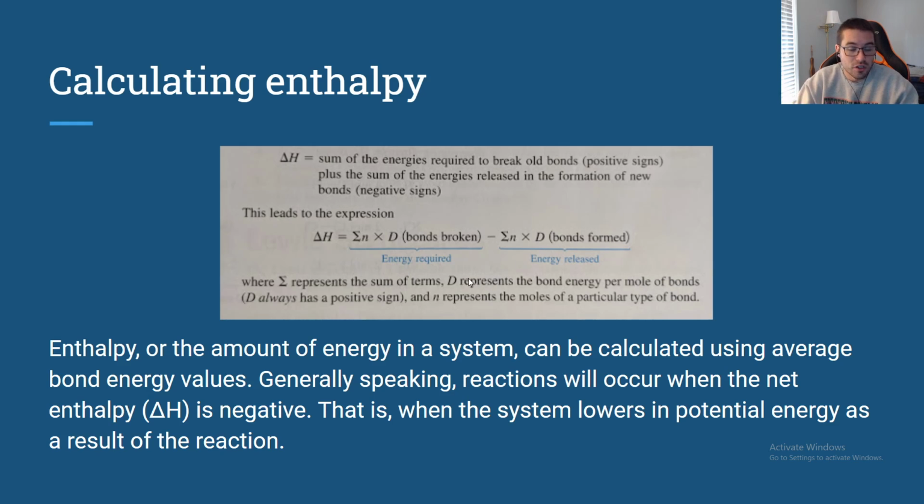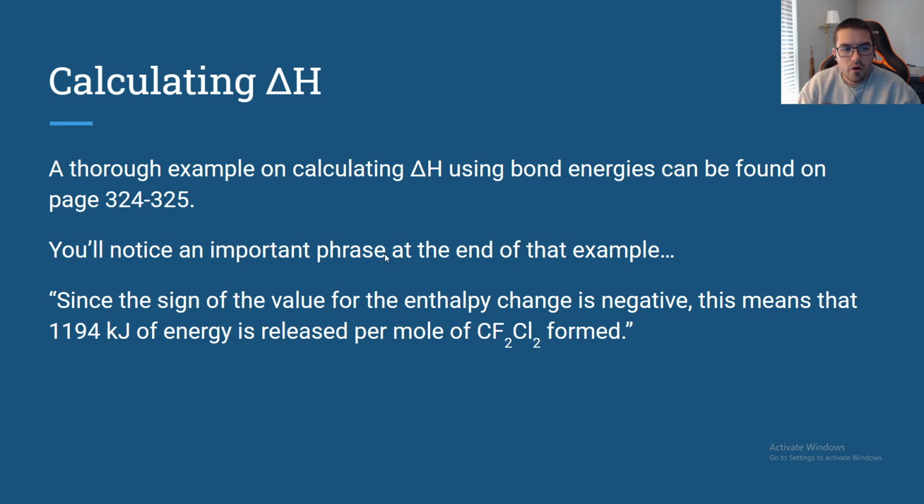And usually, if a reaction actually does happen, then this is going to end up being a negative number, meaning the energy released is greater than the energy required, right? If this is a larger number than this, then this overall number should be negative, right? Smaller number minus a bigger number. Don't worry too much about what N and D mean. We'll probably do an example of this in class. Also, in addition to doing an example in class, there's a really thorough example of how to do this in your textbook on page 324, 325.